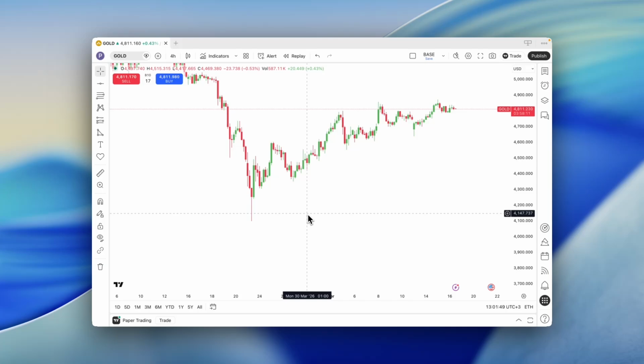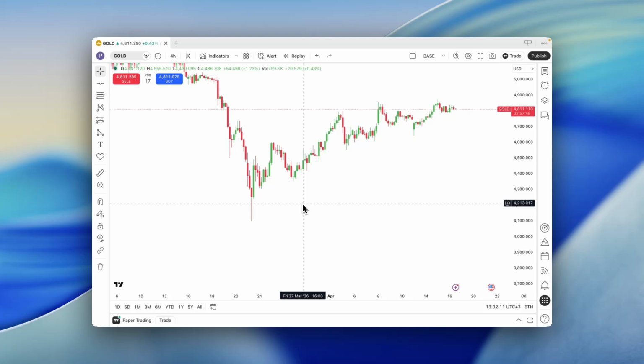This is how I would use triangles when trading. So we've loaded up our chart, which is gold, and we're on the 4-hour time frame. Now, in a previous lesson, we had mentioned how to create a triangle. So how do you use them when you're trading? Well, usually triangles showcase either a bullish triangle or a bearish triangle. Moreover, you can have a symmetrical triangle.